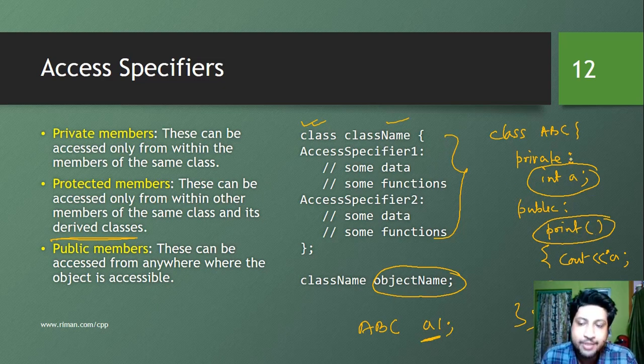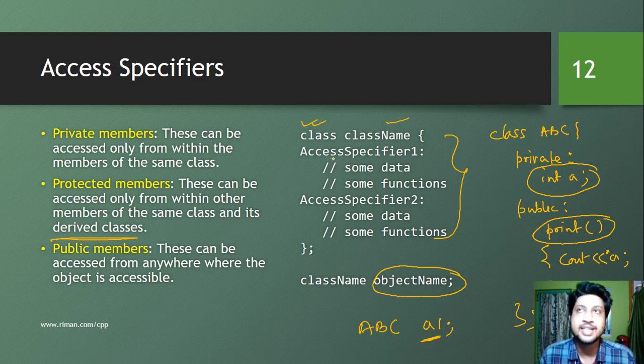But as it is a private member, we cannot access it from outside the class, even using the object of the class. And if we want to access this print function from outside the class without using an object, that is not possible. Even though they are public, they can only be accessed through an object.